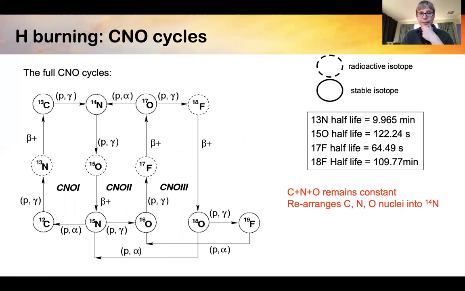Now, one of the consequences of CNO cycling is that the carbon plus nitrogen plus oxygen remains constant, or at least the number of nuclei does. Why? Because we're mostly rearranging carbon, nitrogen, and oxygen nuclei into nitrogen-14. I included nitrogen there because nitrogen-15 mostly gets burnt through p-alpha to carbon-12, and that then makes nitrogen-14.